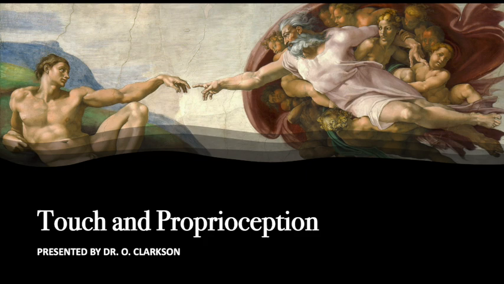So dorsal column, more like the innocuous type of touch, whereas the anterolateral system, that's where you get actual noxious stimuli, pain, really hot or really cold. So let's watch a couple videos on these.